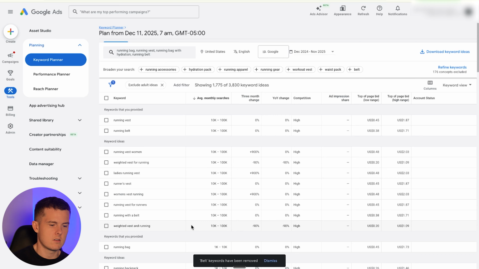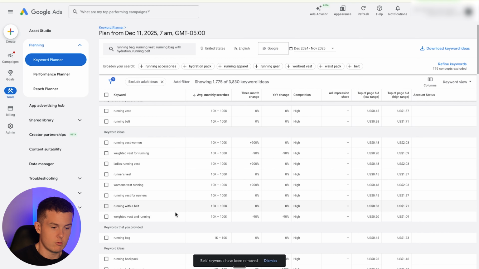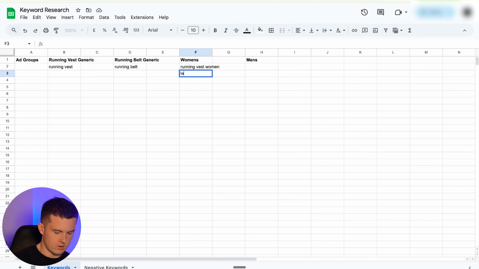Running with a belt is an unusual, it's more of a discovery phrase, I would say. I would rather find running belt directly as a phrase and target that. Weighted vest and running is there as well. So ladies running vest I could include here.